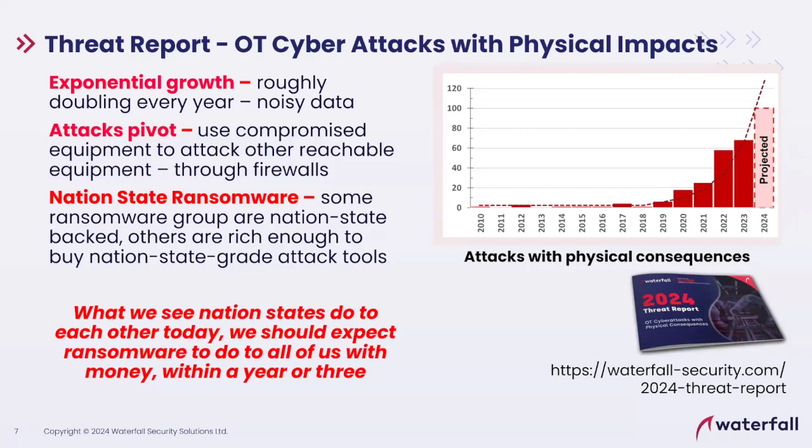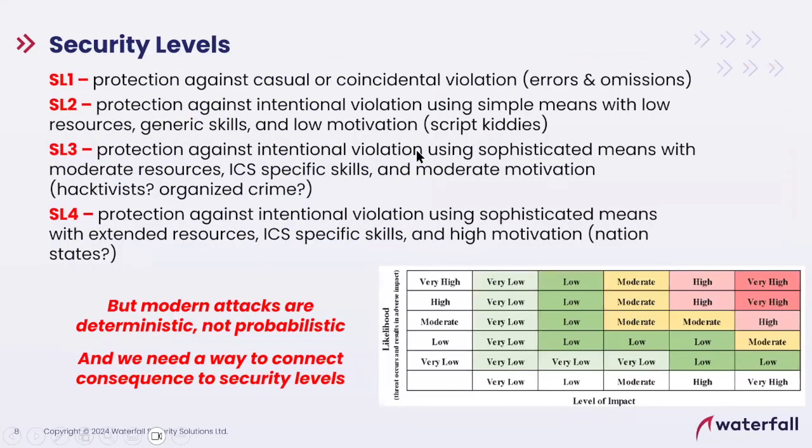A lot of us might have said, oh, I'm only a 600 megawatt power plant. I'm hardly critical infrastructure. Why would a nation state come after me? Well, ransomware comes after everybody with money. If we have money, nation state grade ransomware is coming after us. This is the reality of today's threat environment. How do we use that? Well, we've got to turn that reality into a security level.